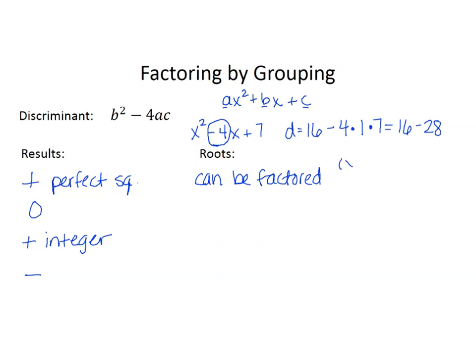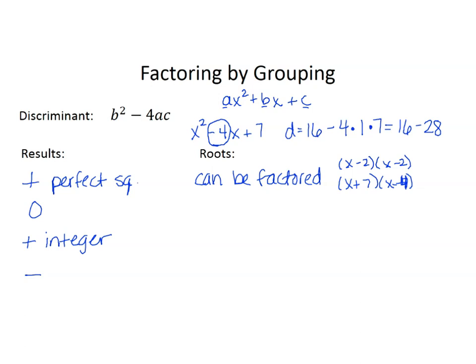Because if we have something where it factors to this, then we're going to get 2 answers, but they're going to be identical. If we get something that factors to this, oops, that should be a 4, then we're going to get 2 answers and they're going to be different. So if you get a positive perfect square when doing the discriminant, that means that it can be factored.